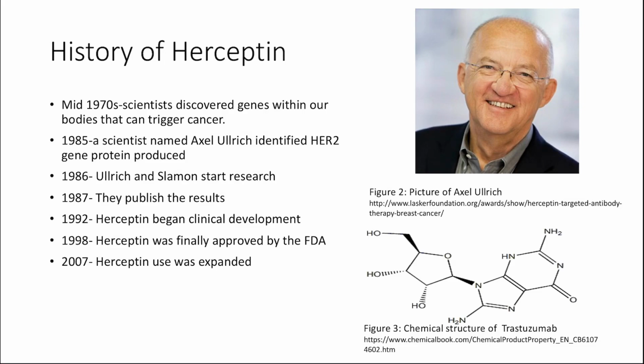So in 86, a year after he discovered the protein, he and another researcher started a research project on this gene to figure out exactly what it does. And then a year later, they published their results of that research project. And then a few years later, Herceptin began its clinical development. And once it was developed, they had to wait a while, like all drugs, which have to be approved by the FDA. And then in 1998, it was finally approved by the FDA.